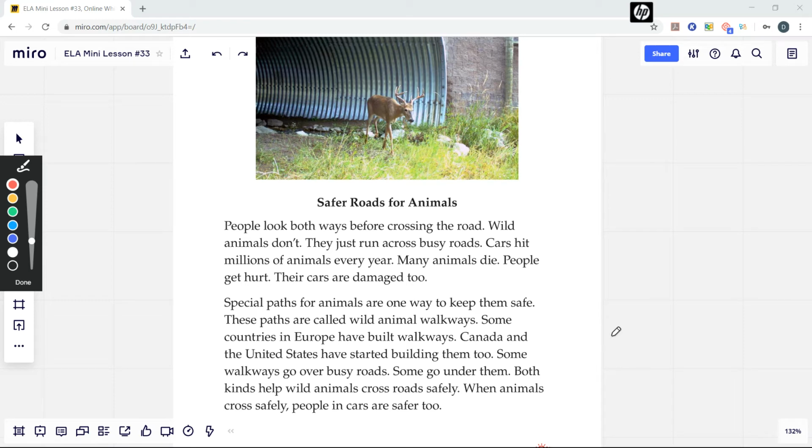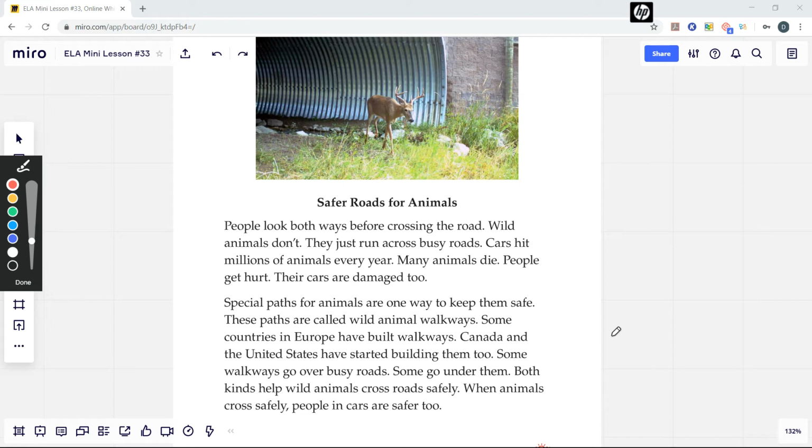Special paths for animals are one way to keep them safe. These paths are called wild animal walkways. Some countries in Europe have built walkways. Canada and the United States have started building them too. Some walkways go over busy roads. Some go under them. Both kinds help wild animals cross roads safely. When animals cross safely, people and cars are safer too.